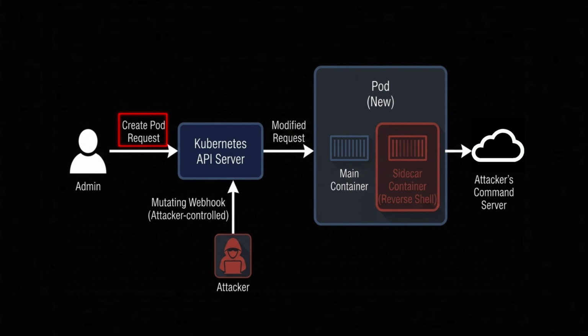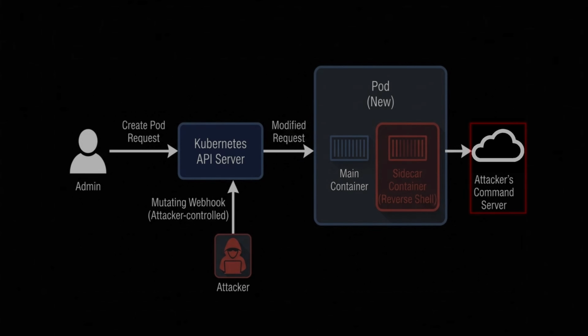An administrator submits a normal request to create a pod, but a compromised webhook intercepts the request before the pod is created. The pod still looks legitimate. However, the webhook secretly adds a malicious sidecar container. That container opens a reverse shell to the attacker. Now the attacker has persistent access to the cluster. A trusted Kubernetes component has been abused to silently insert a backdoor during deployment.